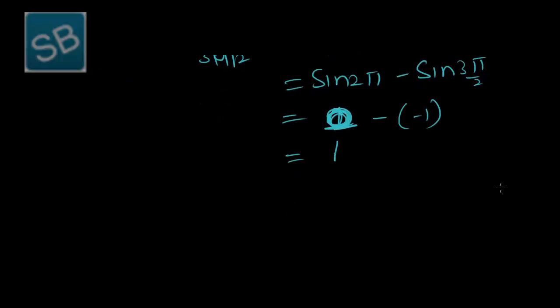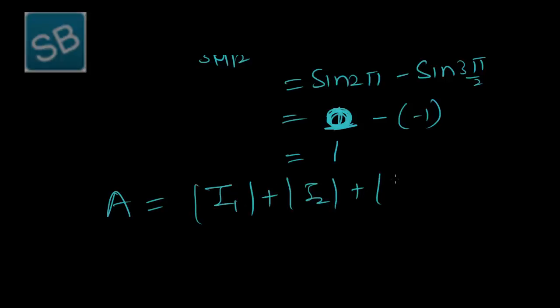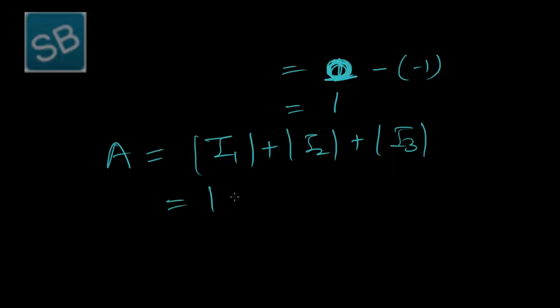So the required area A is modulus I1 plus modulus I2 plus modulus I3. That is, we get 1 plus modulus of minus 2 plus 1. That is 1 plus 2 plus 1, that is 4. So the required area is 4 square units.